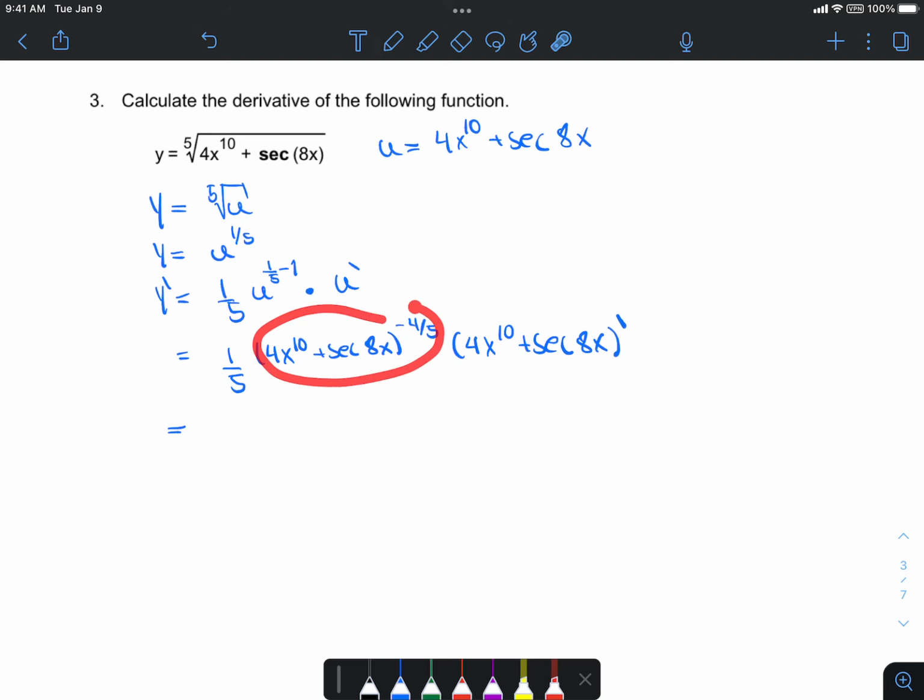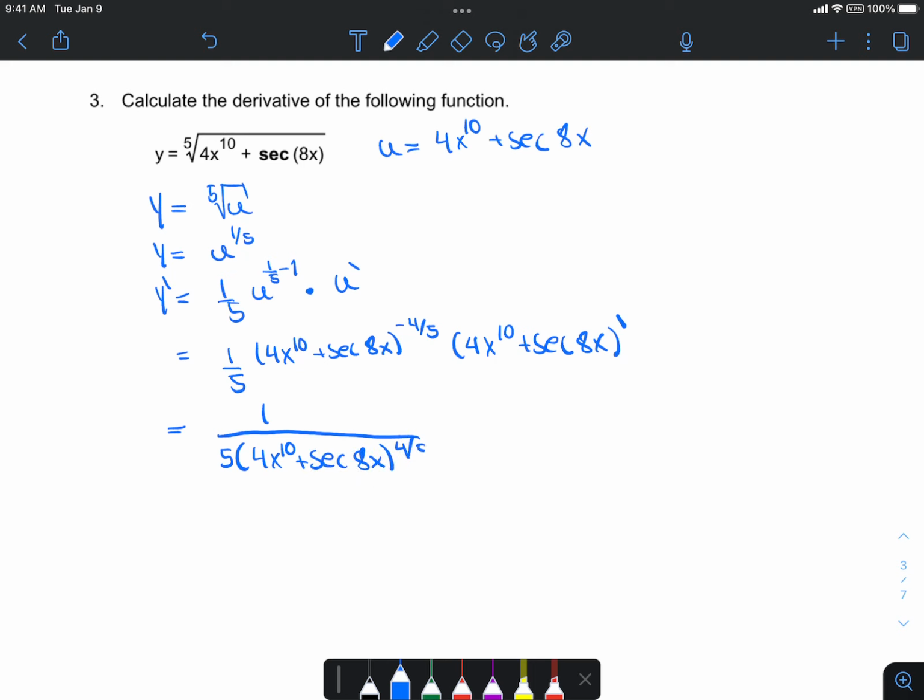So on this one, because this has a negative exponent, I'll bring it down to the bottom of the fraction and write it as 5, which stays because it was already there. So it will now be 4x to the 10th plus secant 8x to the 4/5. The exponent changes sign because I'm flipping from the top of the fraction to the bottom of the fraction. And then on this one, I have to differentiate.